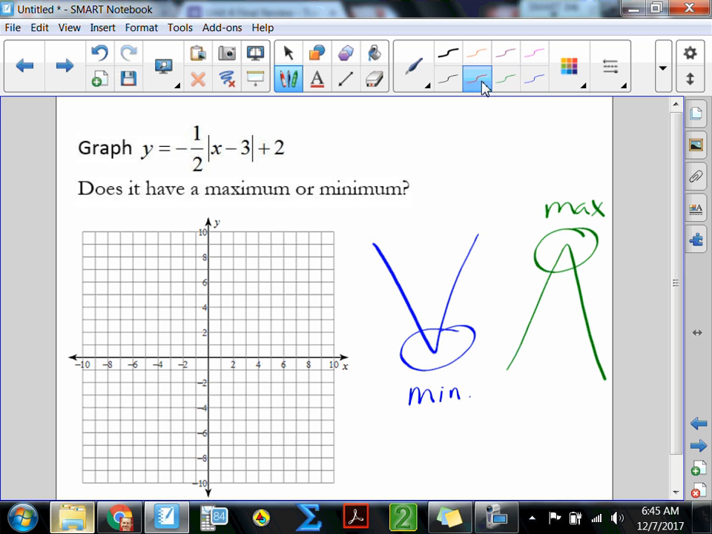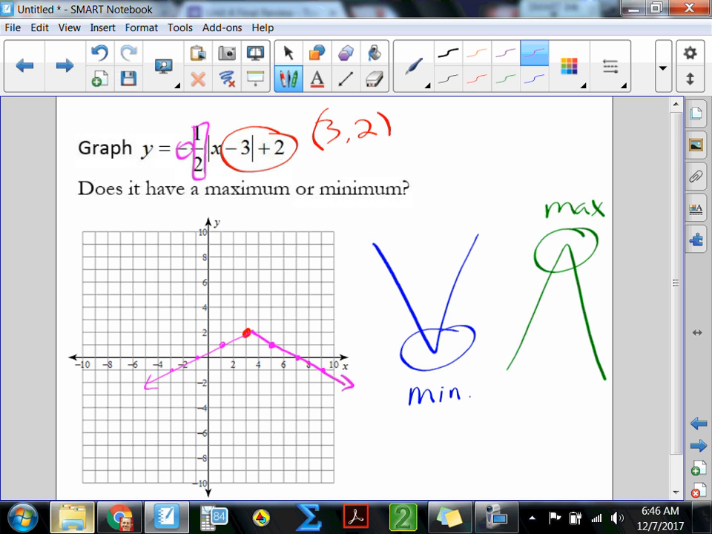Just to practice graphing, this tells me that my vertex is at 3, 2. And then I use my slope to help me get the rest of the values. It is reflected, it's a -1/2. That means I go down 1 over 2 on both sides of the graph, or down 1 left 2 and down 1 right 2. And I draw my V.